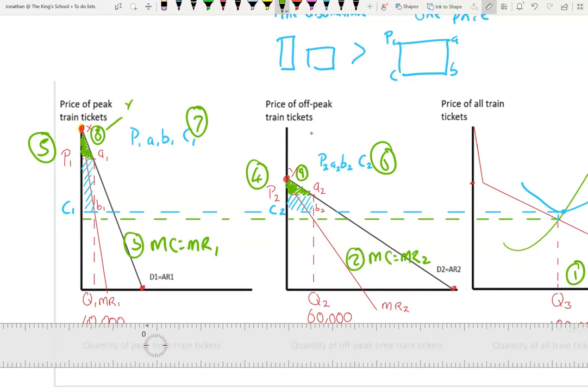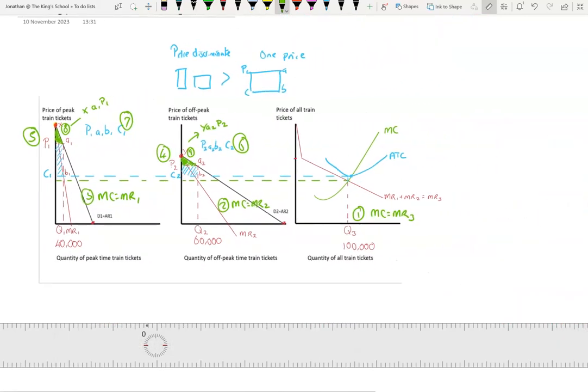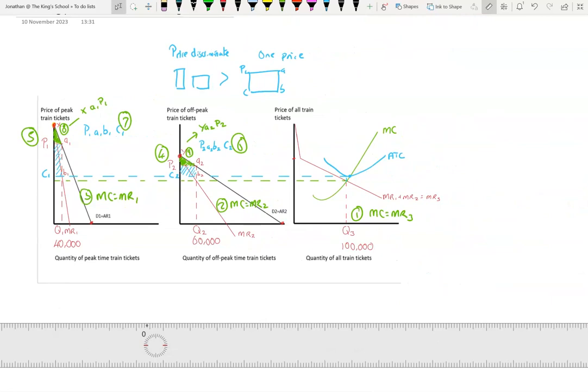Eight, that would be XA1P1 consumer surplus, and nine would be YA2P2. And you can go through those, and you may make the comment that the impact on the consumer is that particularly in the peak market, you have higher prices and therefore lower consumer surplus.